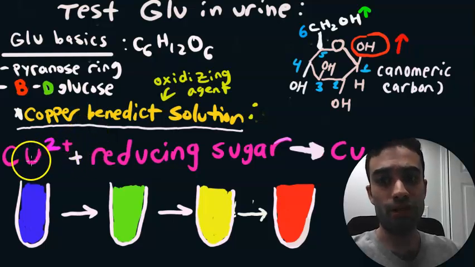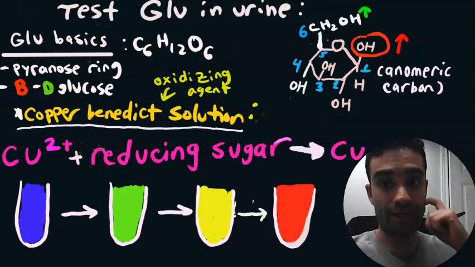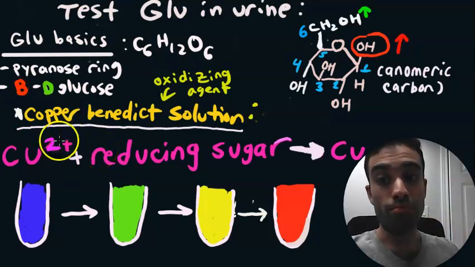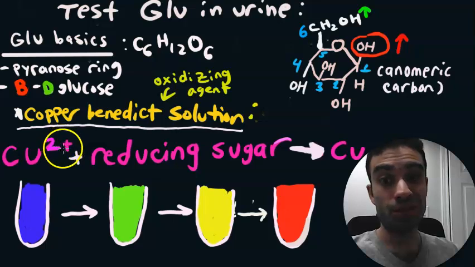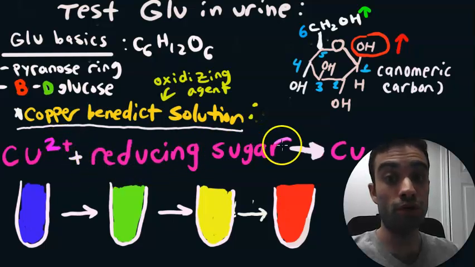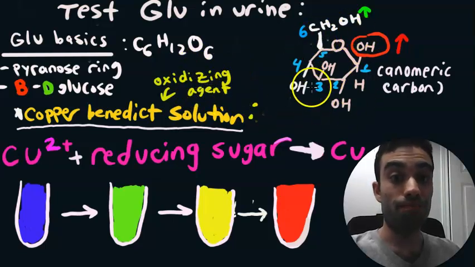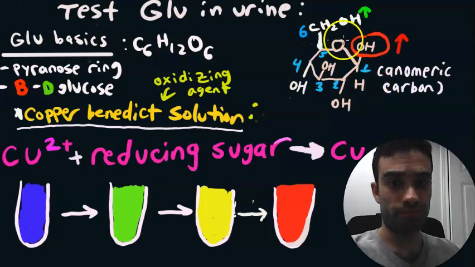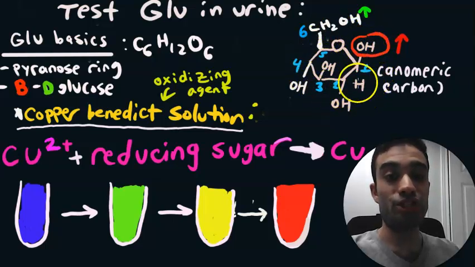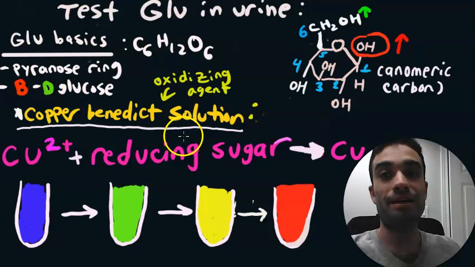Specifically what happens, I drew the reaction right here. The copper 2+ in the Benedict solution is going to be reduced by the reducing sugar to become copper. So this is a reduction reaction. So the copper-Benedict solution is acting as the oxidizing agent, but it gets reduced. This reducing sugar is actually being oxidized, and it's acting as a reducing agent. It helps reduce the copper-Benedict solution.